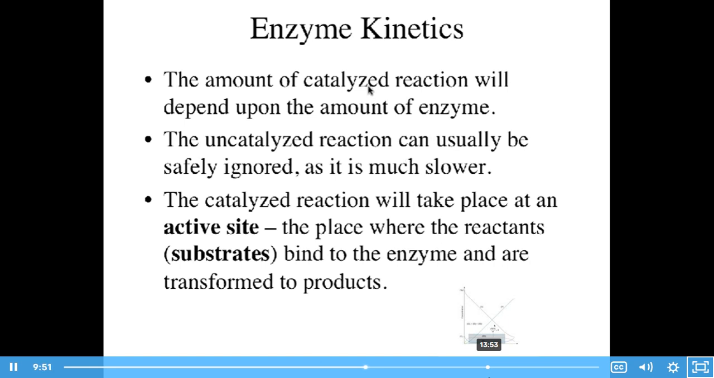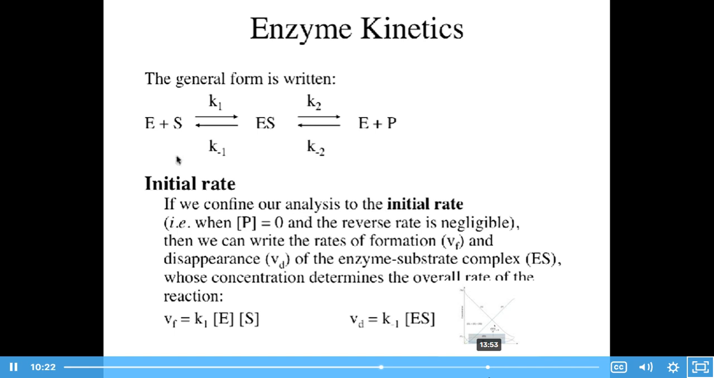Okay, so with enzyme catalyzed reactions, the amount of the catalyzed reaction will be dependent upon the amount of enzyme, obviously. We can pretty much just ignore the uncatalyzed reaction because it's going to be so much slower. I mean, if it was fast on its own, you wouldn't need a catalyst, would you? You only need to catalyze things that normally happen slowly. So, like I said before, the catalyzed reaction will take place at the active site. This is the place where the reactants bind the enzyme and then are transformed into products.